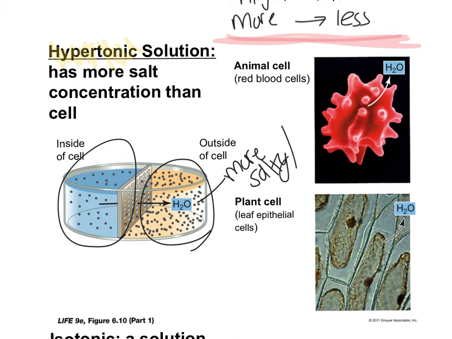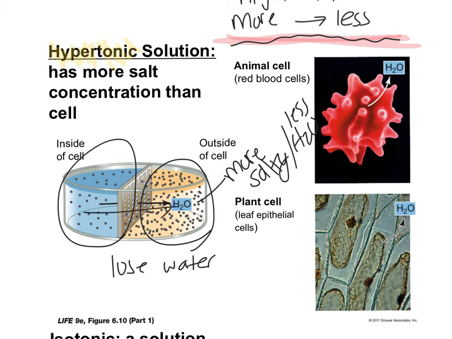More salty meaning less watery. So water will flow from where there's more water to less. This cell will lose water. That will result in the shape of the cell being disrupted. Here you see a blood cell that's normally plump and fat has lost water, so the cell is shriveling up. A plant cell shown below also has shriveled up. The inside here is normally pressed around the outside, but it has shriveled up.